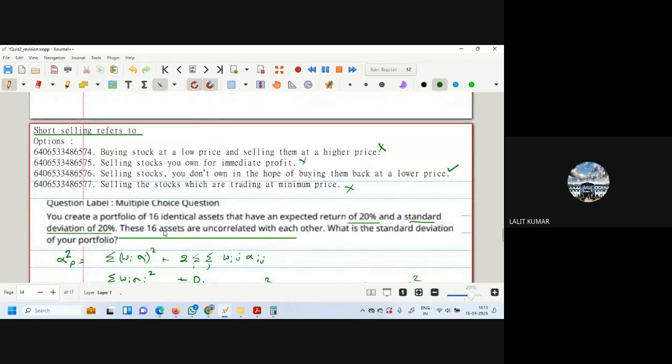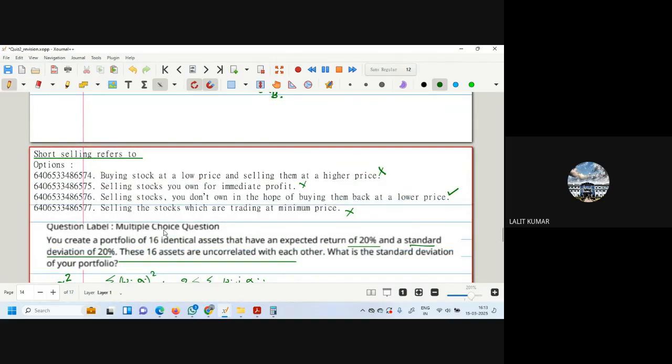Okay. Now, what is short selling? Yesterday I explained during the lecture that short selling is when you borrow. So the first step in short selling is borrow, then sell, then third is purchase, and fourth is return back. So these are the steps of short selling. Short selling is selling stocks you don't own in the hope of buying them back at a lower price.